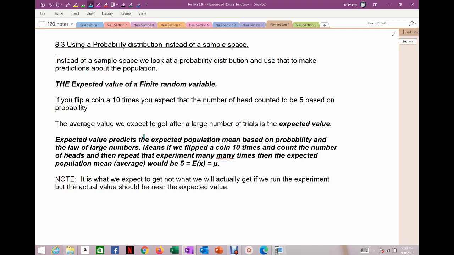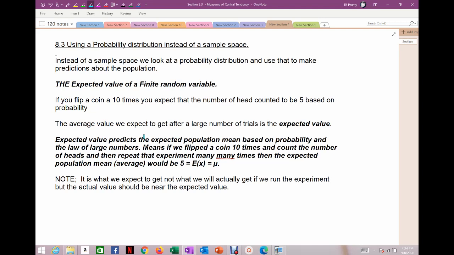And so what we do is when we have a probability case, it's making a prediction about the population. We don't actually poll people. We don't actually run the numbers. All right, what we do is we base it on the chance, the probability. And so it's called the expected value of our finite random variable.